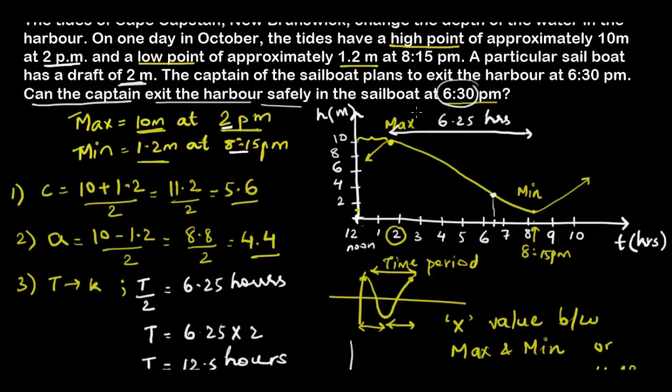If the depth of the water at 6:30 p.m. is greater than 2, then the sailboat is going to exit the harbor safely. If the depth of the water is less than 2 meters, then the sailboat will be unable to exit the harbor safely. Now, how to use this 6:30 p.m.? We will be finding the height of the tide, or the depth of water, at 6:30 p.m.